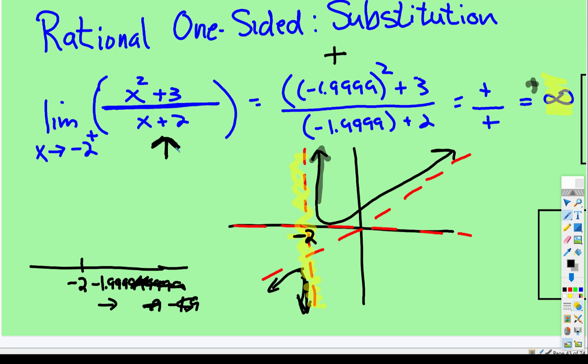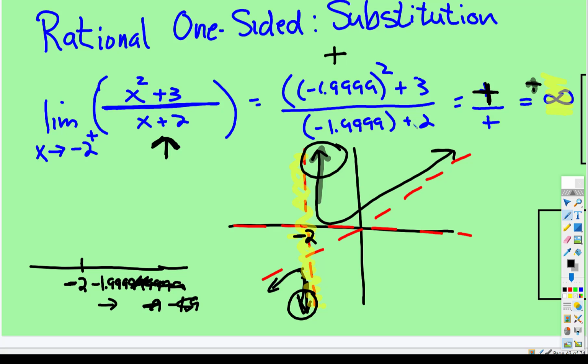denominator. So a number really, really close to -2 from the right side, that was -1.9999. We substituted it in, and all we're looking for is, because we know we're close to an asymptote, is it headed towards positive infinity or is it headed towards negative infinity? And when you substitute it in and you get a positive divided by a positive, that's positive infinity.